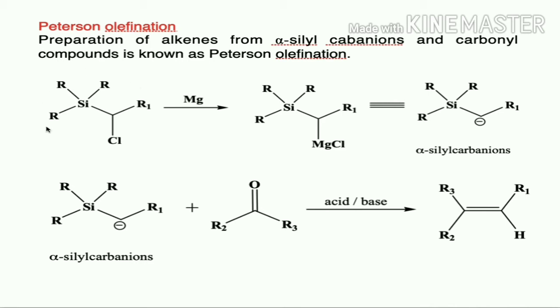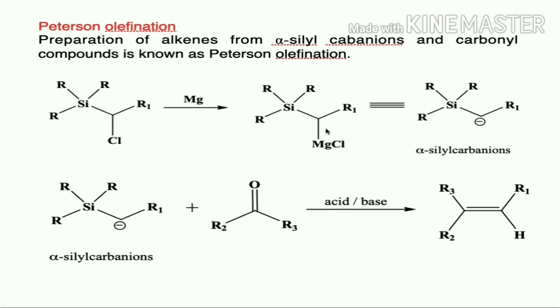Means I am going to take this chlorosilane compound. Upon treatment with magnesium, it is going to form Grignard reagent. So this is a synthetic equivalent to carbanion. So this carbanion equivalent, upon reaction with carbonyl compound, in presence of acid or base, is going to form alkene. So that reaction is known as Peterson olefination reaction. The Peterson olefination reaction is just a preparation of alkene from alpha-silyl carbanions and carbonyl compounds. So it is going to generate alkenes.